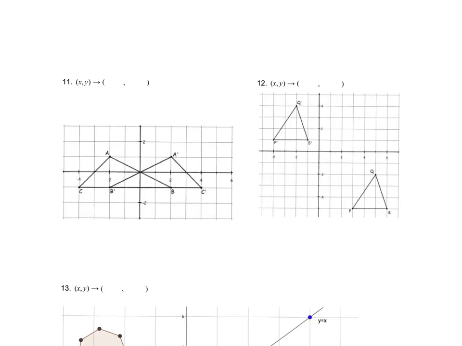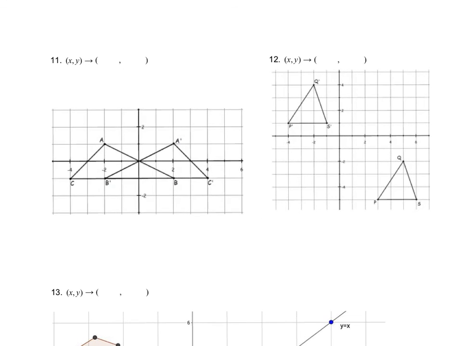So for the last examples, we're going to write some more rules. We look at number 11. It has stayed the same size, so it's not a dilation. I haven't translated it at all. I haven't slid it. I haven't turned it. This is where I flipped it. So a flip, if you remember, is a reflection.